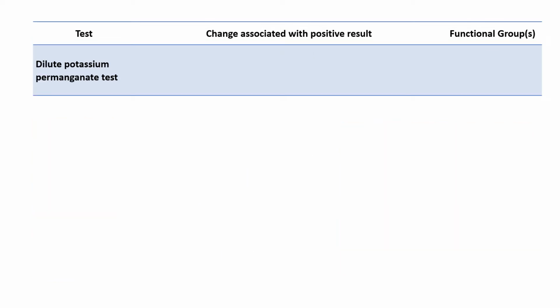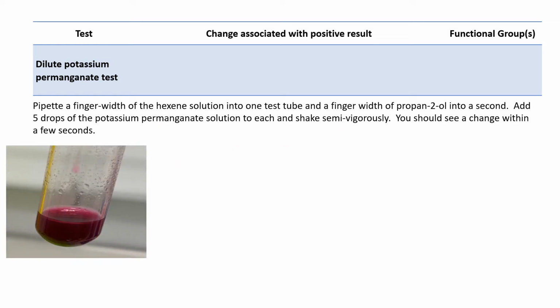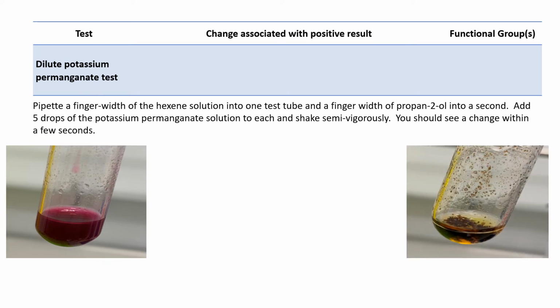Next one is one that is again debated whether to put it on there because a lot of A-level boards don't seem to notice this, but it is important that you see it, and this is dilute potassium permanganate. Take some of, in this case, the hexene solution or propanol. So we're testing this on 2 species so you can see it. 5 drops of potassium permanganate, shake vigorously. Starts off being nice and purple, and it ends up with this brown precipitate.